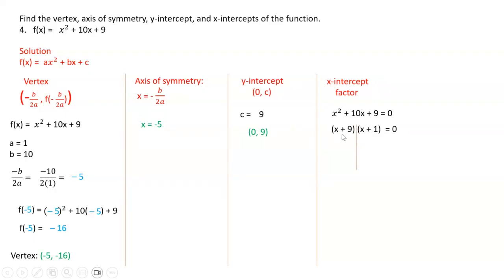Okay. Anyway, we let both binomials equal 0. So x plus 9 equals 0, and x plus 1 equals 0. Here we subtract 9 from both sides, so x equals negative 9. And on the right side, x equals negative 1. So these are my x-intercepts: (negative 9, 0) and (negative 1, 0). And then I believe they're going to ask you also to graph it. So to graph it, all you do is plot out the points and draw your parabola.